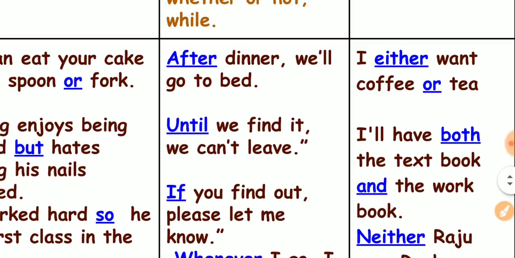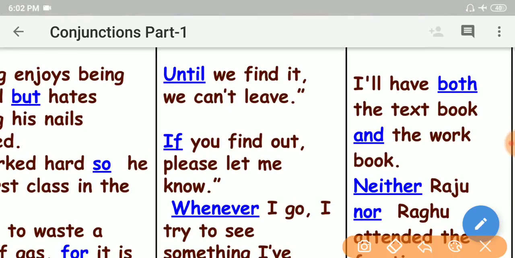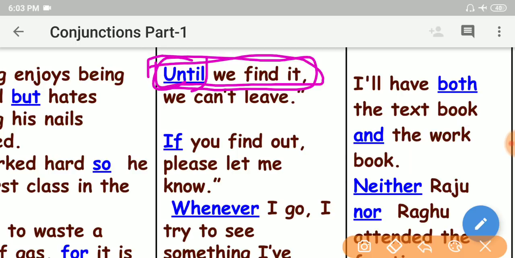Let us learn with other examples. In this example, until is also a subordinate conjunction, my dear friends. Until we find it is a subordinate clause or dependent clause. Up to here, until we find it, then what? It demands some other information, so this clause depends on the main clause.